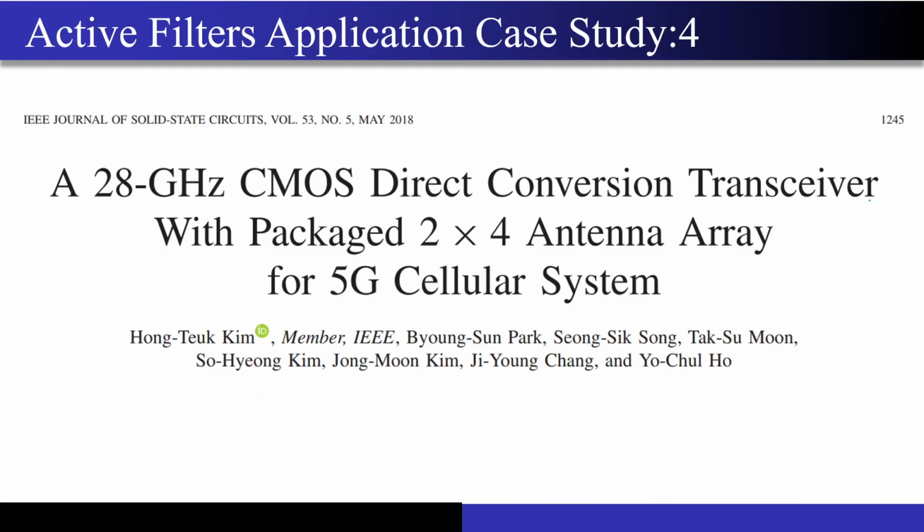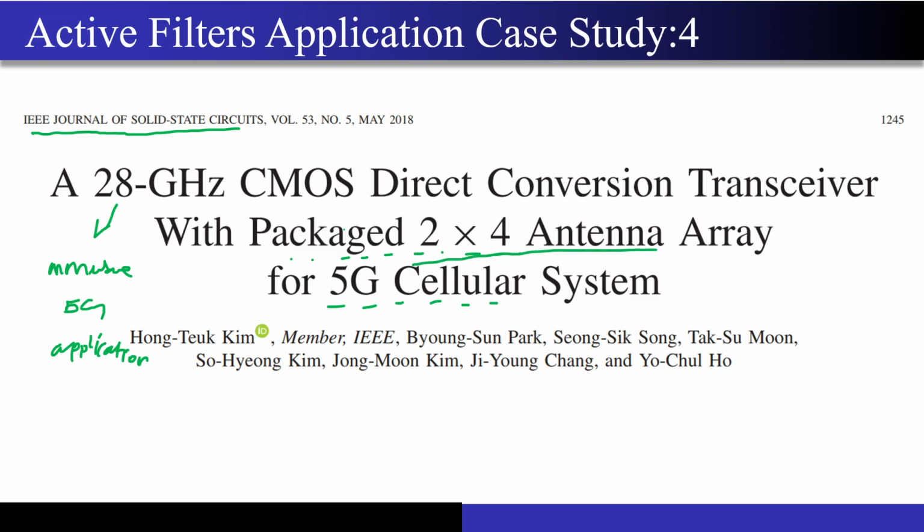Now let me go on to a very advanced application. This paper has been taken from the Journal of Solid State Circuits. A 28 gigahertz, this is the millimeter wave band for your 5G application. A 28 gigahertz CMOS direct conversion transceiver with packaged 2x4 antenna array for 5G cellular system. Even if you don't understand the term 2x4 antenna array or what the package is, it's completely okay. We don't expect you to know all this stuff right now.